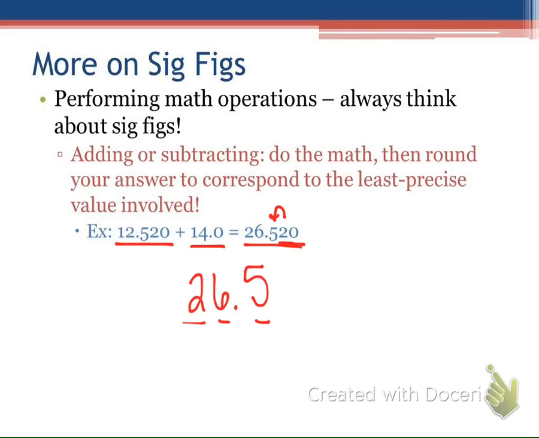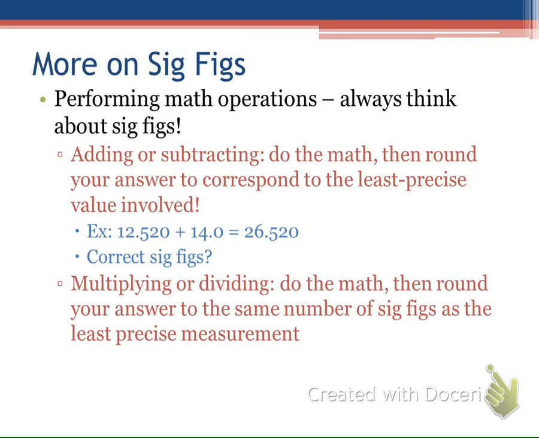It's not as exact as we would like it, as the math tells us, because we're dropping those 2 digits. But since one of our measurements was less precise, our answer can be no more precise than our original measurements. Does that make sense? Yeah? Kinda? Okay. Let's look at our multiplying and dividing rules.